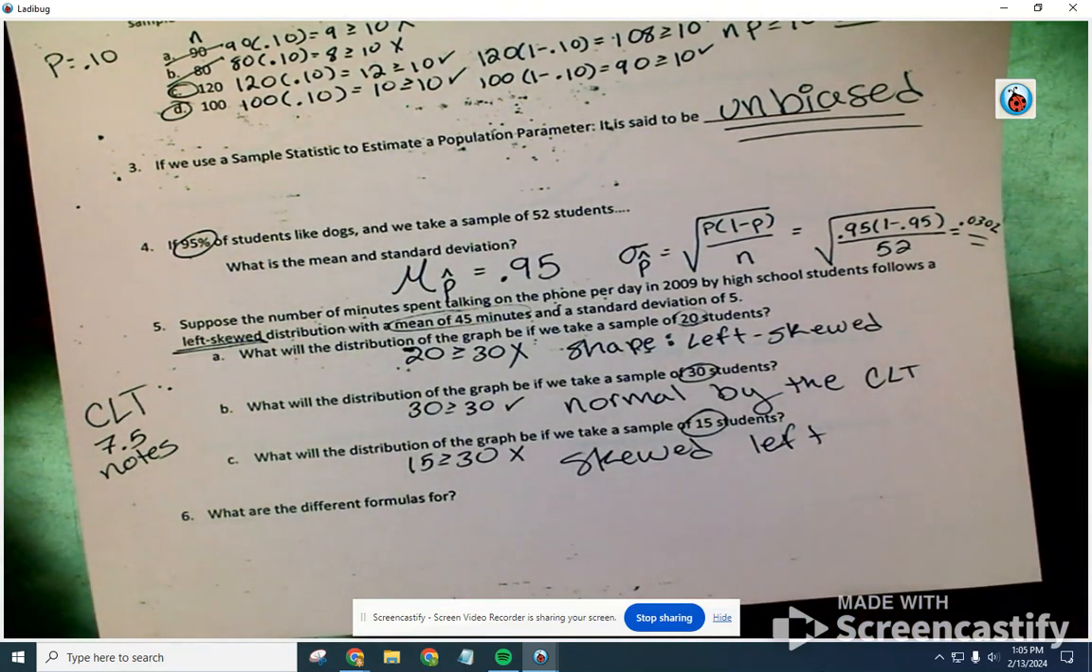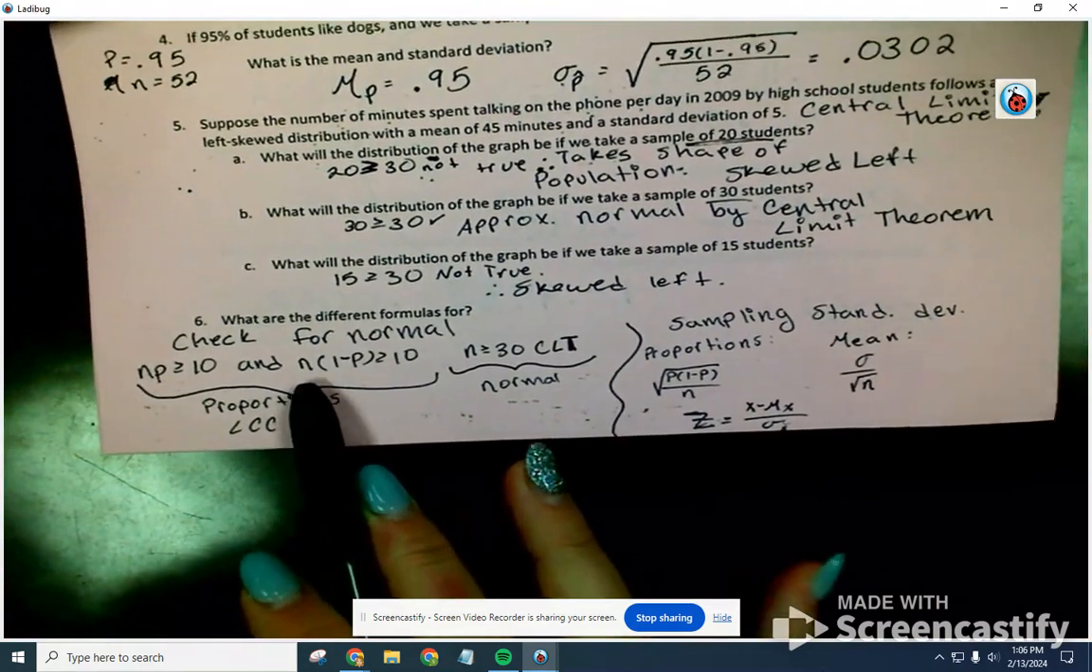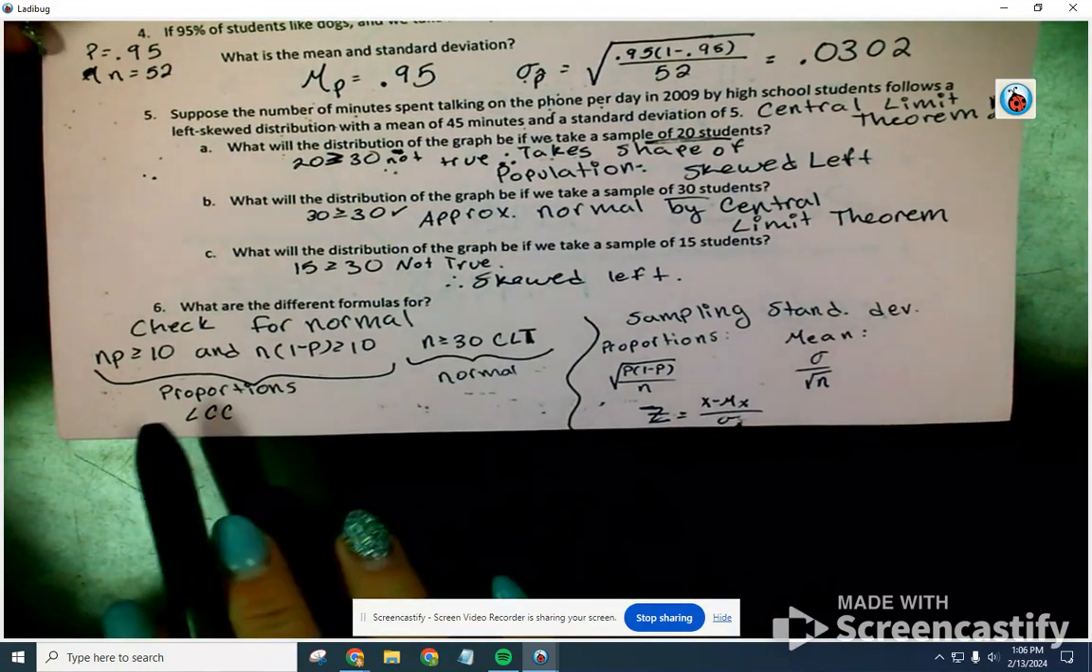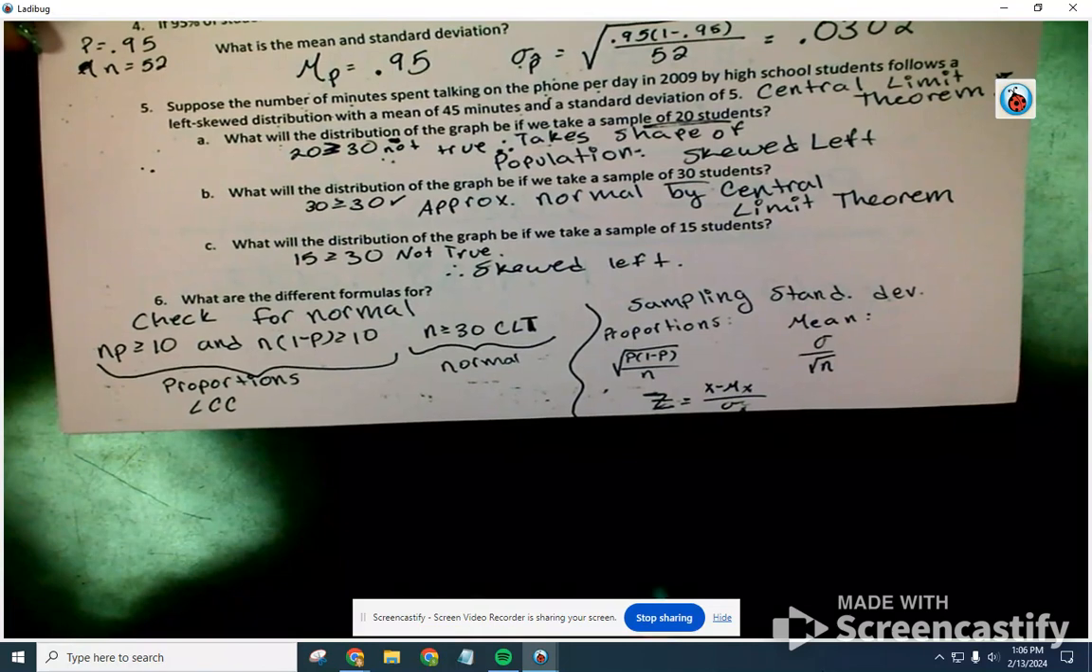Okay. Now that bottom part says, what are the different formulas for? This is kind of for you to look at, so that way you can see what all types of formulas we have to offer in chapter 7. And I went ahead and I just wrote them, a couple of them. So if you want to look over them, you can. So for checking for normal distributions, we have the large counts condition and the central limit theorem. And these are the two formulas that we use to determine if it's a normal distribution.